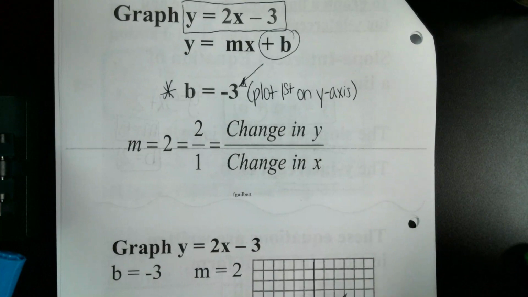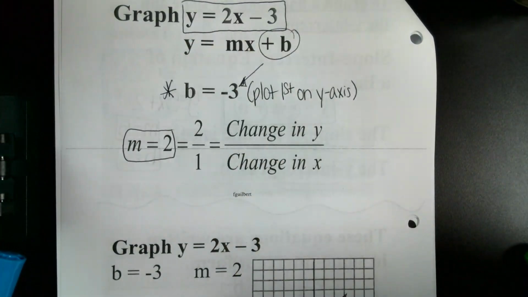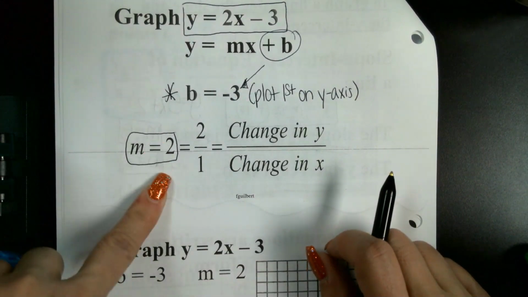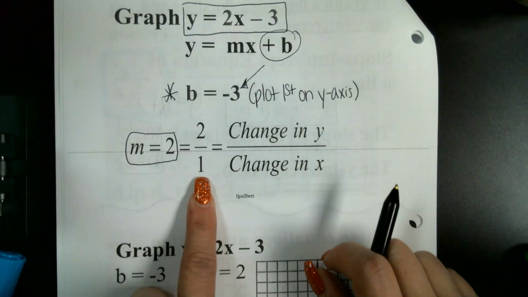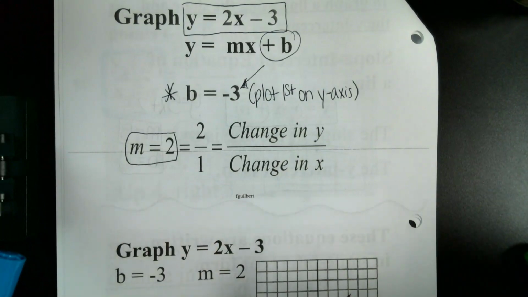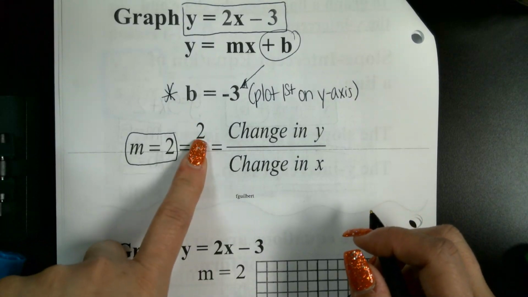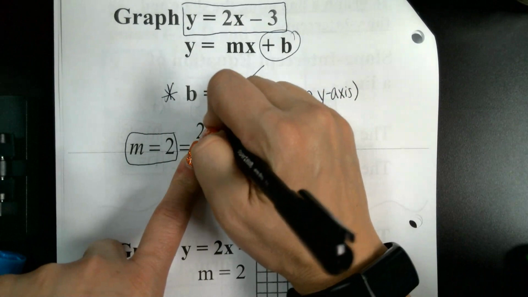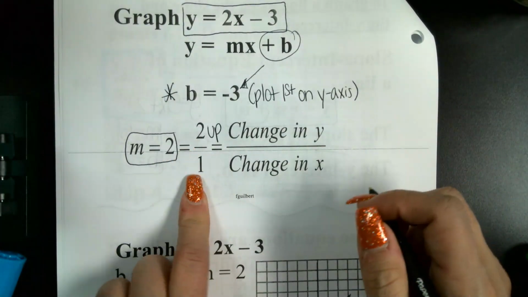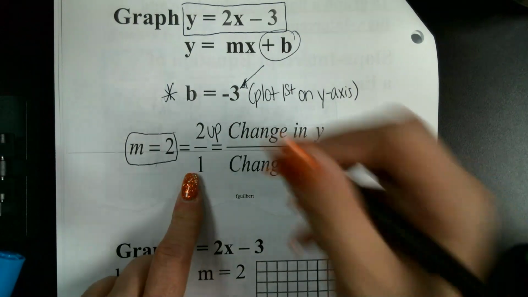Okay, and then my slope is 2. And whenever we graph, we have to have a numerator and a denominator. So since it was a whole number, see how they stuck the 1 underneath it? Okay, so if I have a positive slope, would 2 be up or down if it's positive? This would be up. And if my bottom number is positive, is that left or right? Right.